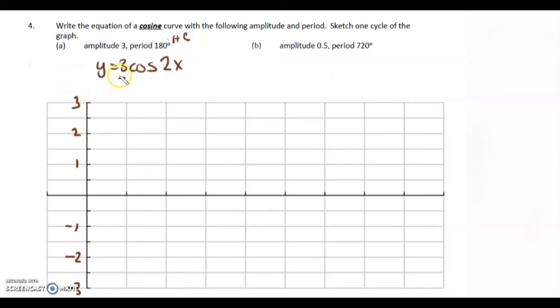Okay, so we need to get from 0 to 180. In this second one, we need to get from 0 to 720. Okay, so just so that we make the scale appropriate again, I'm going to go up by 90s. Okay, so I get 90, 180, 270, 360, 450, 540, 630, 720.